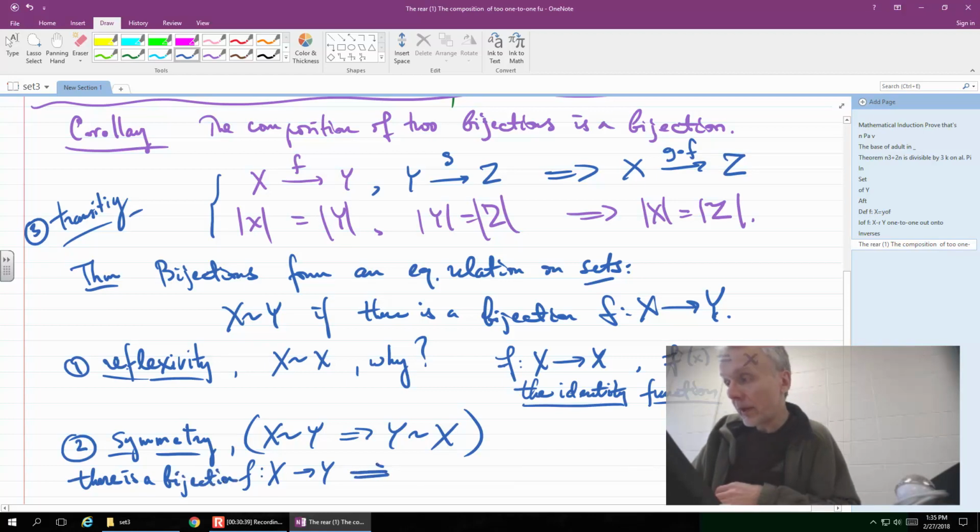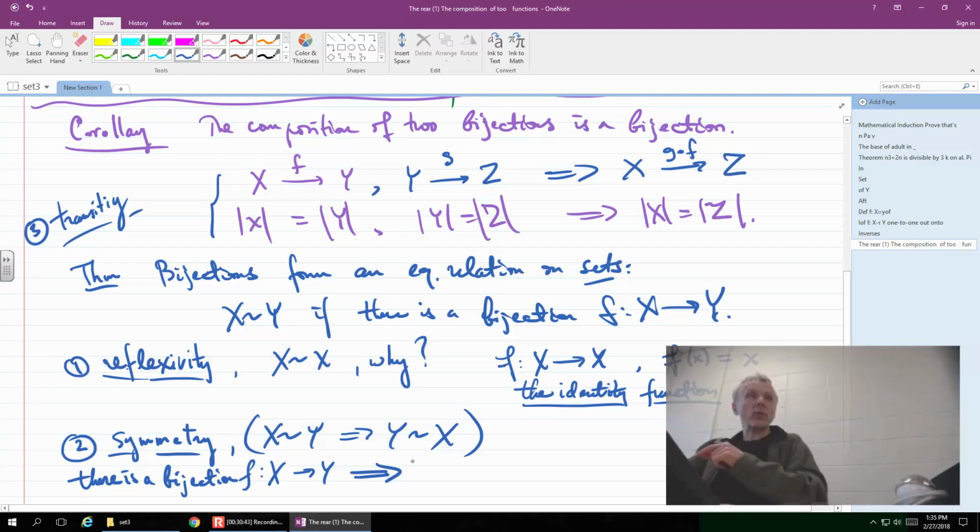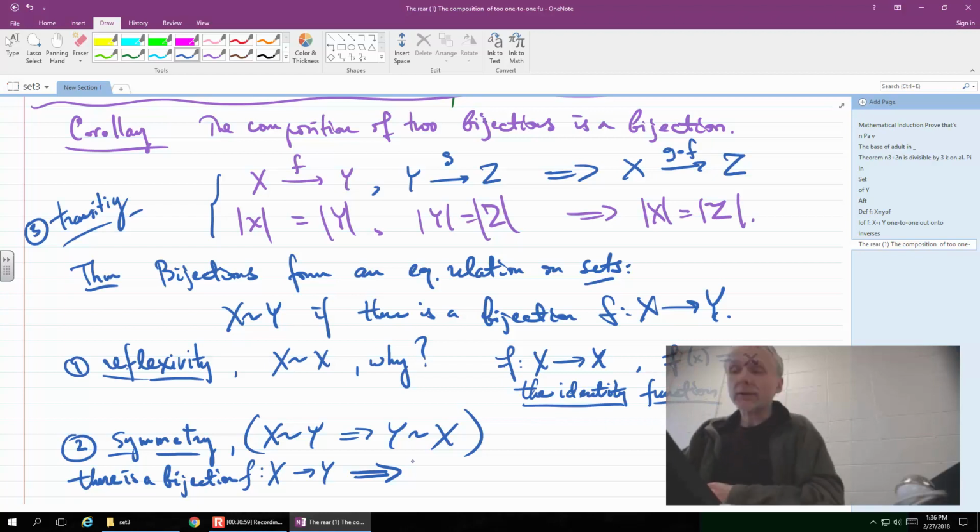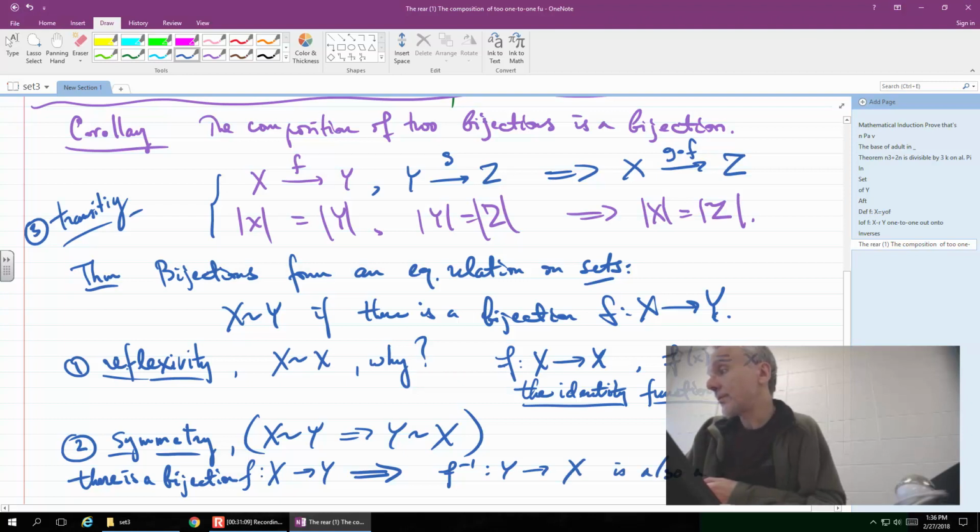Now we need to build a bijection between Y and X, from Y to X. This one is from X to Y. We need one from Y to X. From X to Y, f. From Y to X, the inverse. The inverse. That's what we have been talking about. So then f inverse, which is from Y to X, is also a bijection. Okay.